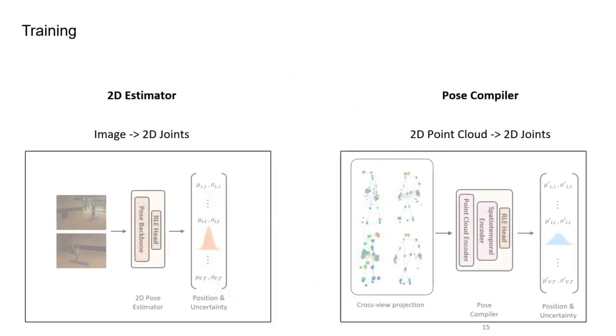In our proposed pipeline, we design our solution to not require any form of 3D supervision. Therefore, we train the 2D pose estimator on any widely available 2D image dataset. We also propose a synthetic training strategy for our pose compiler since it only requires 2D inputs and outputs.